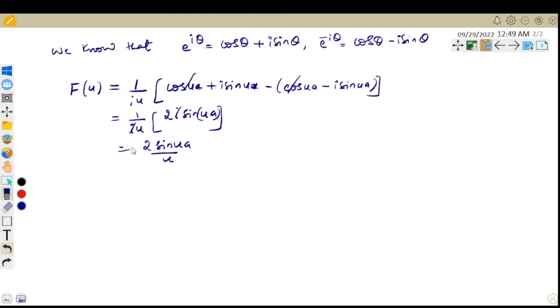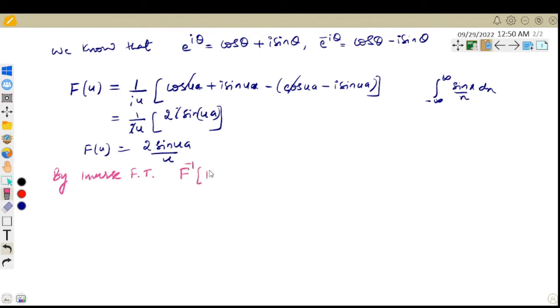So this is the Fourier transform of the given function, that is 2 sin au by u. You can represent it by F of u. So we need to find out the integral value, that is, the integral from minus infinity to infinity of sin x by x. Okay, we are going for the inverse Fourier transform.